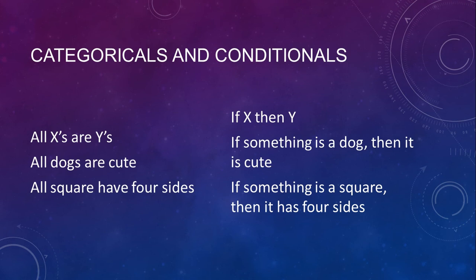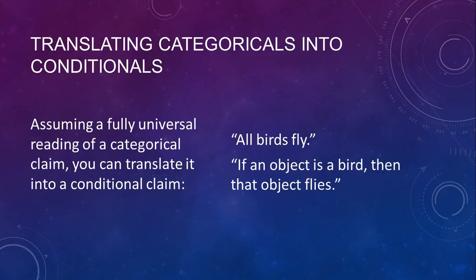And you can see here that you can sort of translate conditionals into categoricals and categoricals into conditionals. So if it's true that all dogs are cute, if I give you that as a premise, you can infer that if any object in the universe is a dog, falls under that category, then it has that property of cuteness, right? So you can go back and forth between categoricals and conditionals like this, assuming that the conditional or the categorical is a strict one. You don't want to have fuzzy boundaries or this doesn't work.